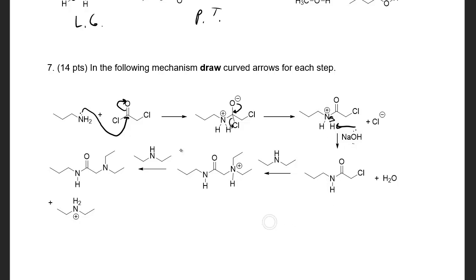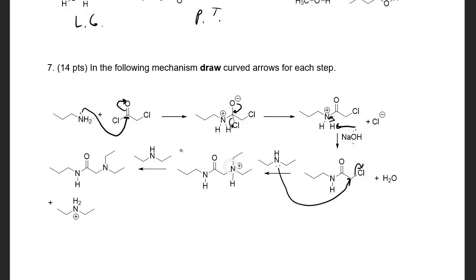And for the next one, it looks like the loss of a leaving group, so chlorine is no longer there, and our nitrogen now formed a bond with this carbon. So I'm going to have my nitrogen attack that carbon and kick off my chlorine. So I did an SN2 reaction where I have a nucleophilic attack and loss of leaving group.